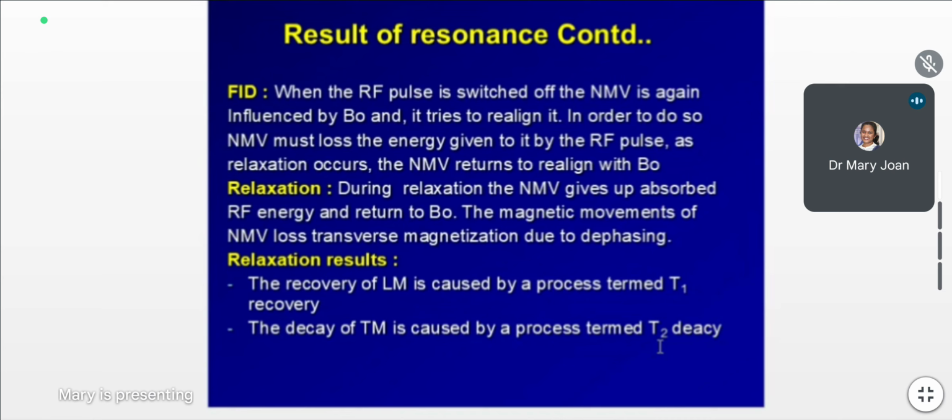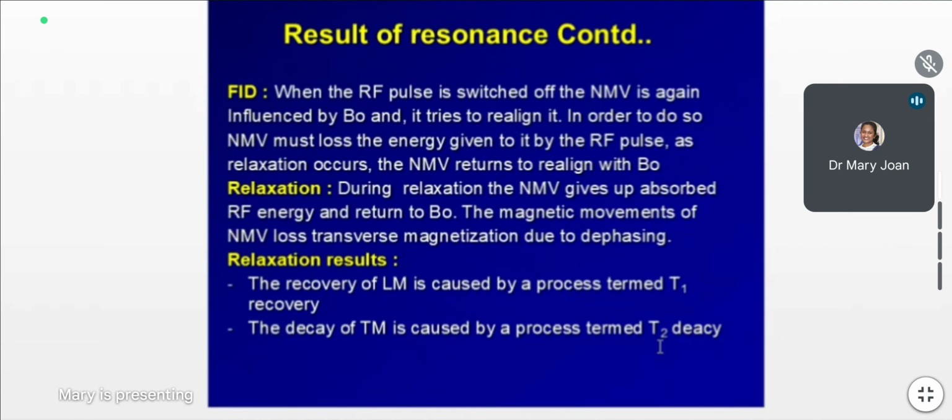The magnetic moments of the NMV lose transverse magnetization due to dephasing. So relaxation results in the recovery of LM, caused by a process termed T1 recovery, and the decay of TM, caused by a process termed T2 recovery. So this is what the whole principle is actually based on.